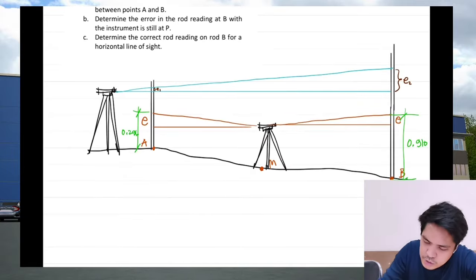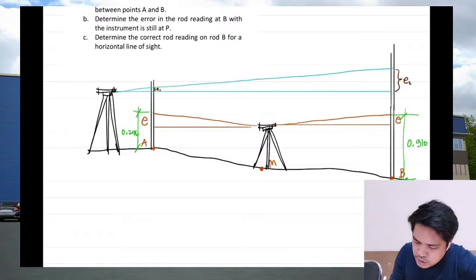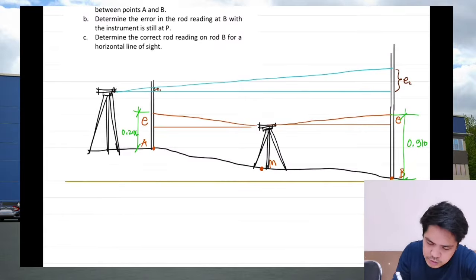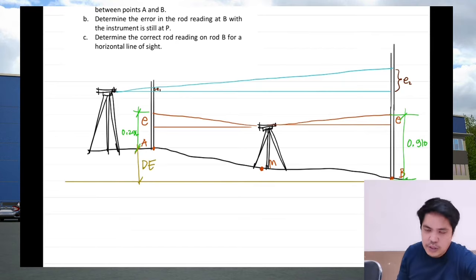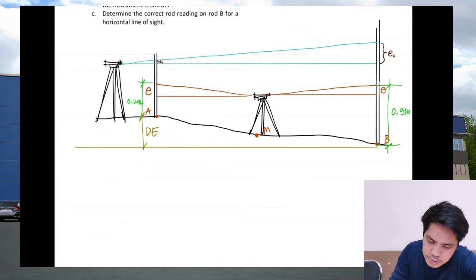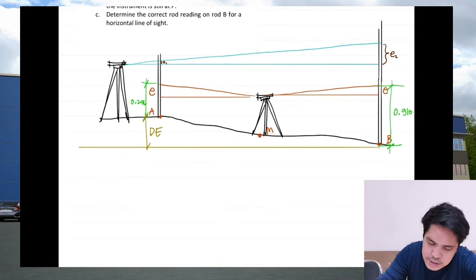Okay. And of course, kalimutan natin yung difference in elevation between the two levels or the 2 points. So, ito, this distance is our difference in elevation. Okay, kulang pa ng mga horizontal distance. Let us label this na lang.